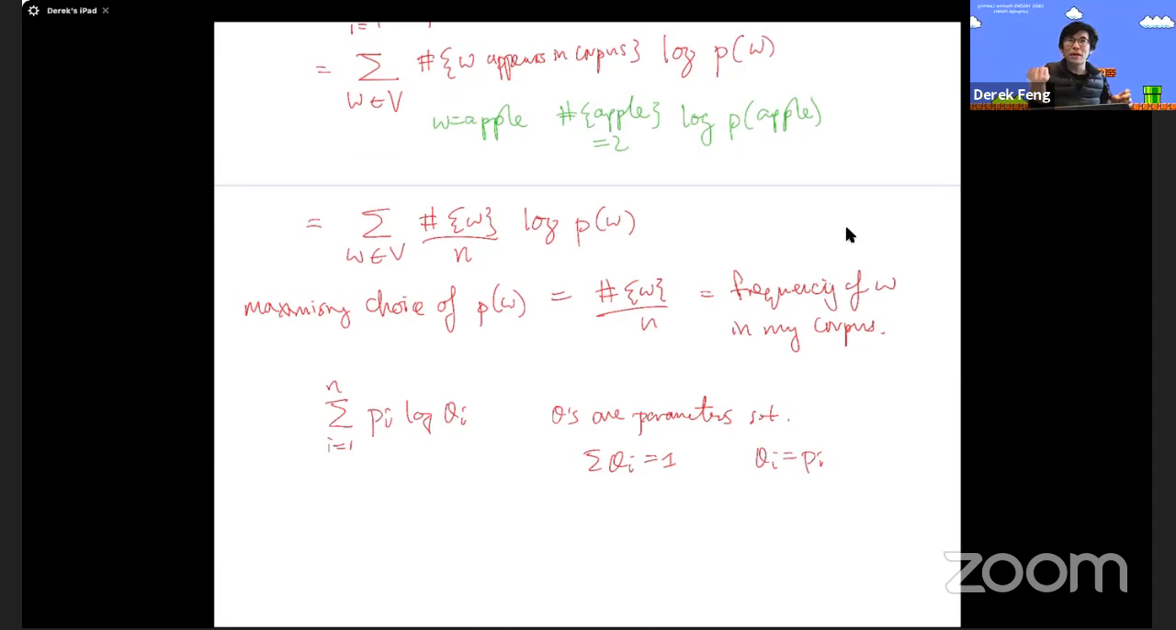Intuitively, it makes sense that you want to pick your likelihood to be proportional to your relative frequency, right? The words that appear most in your data set, you want to have a higher likelihood, because then when you take the sum, it's going to be a bigger sum. So you can see that it should be in some sense proportional, and then if you take the right normalization, it's going to be the same. I guess that's the intuition.